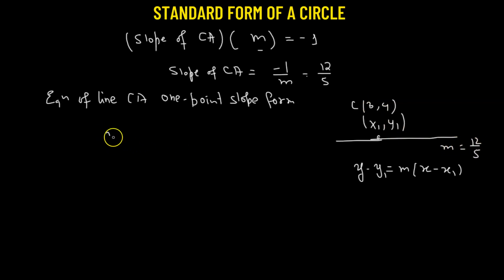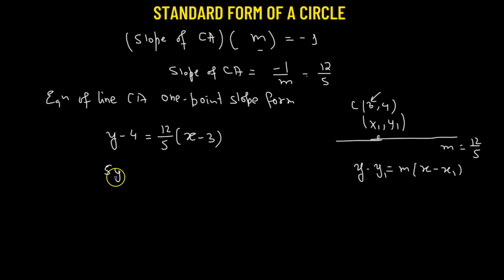So the equation of that line is going to be y - y1. So y1 corresponds to 4. This will be equal to 12/5, which is the slope, multiplied by x - x1. x1 value is 3. So let's solve this. We are going to cross multiply with 5.